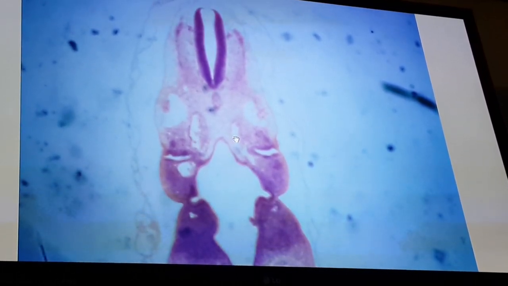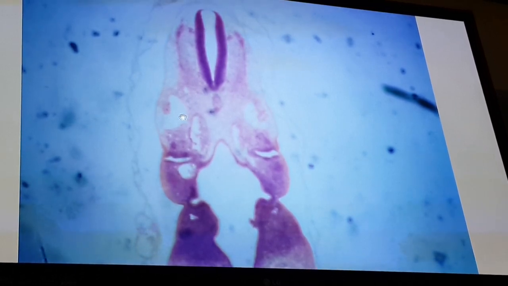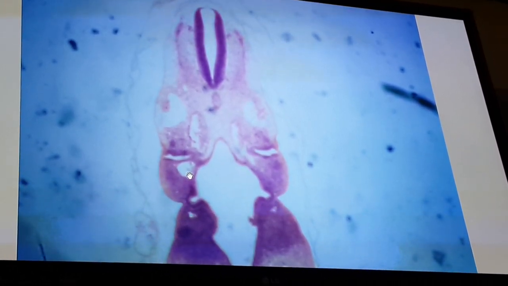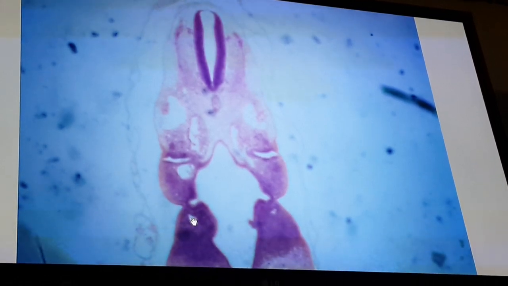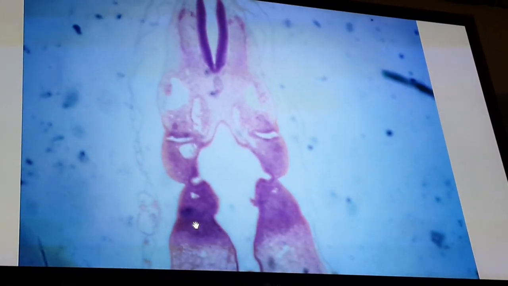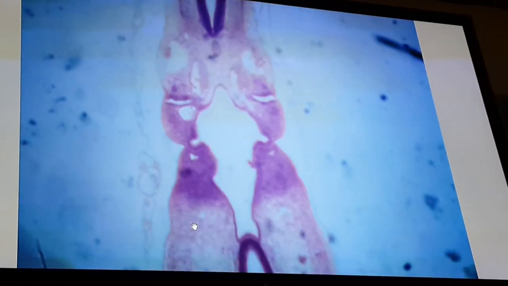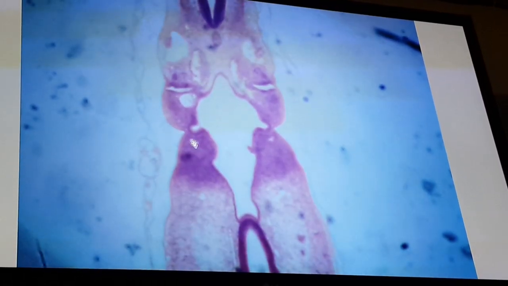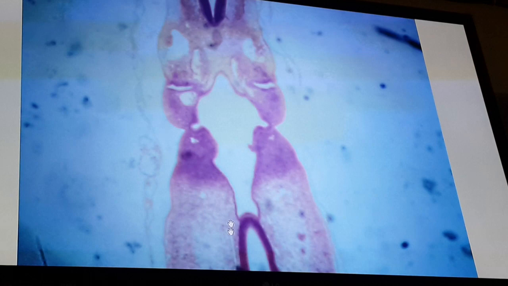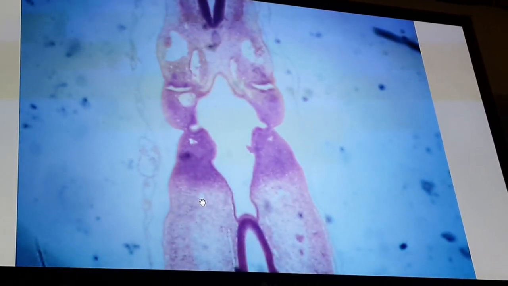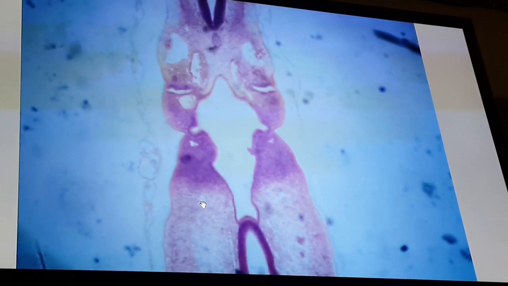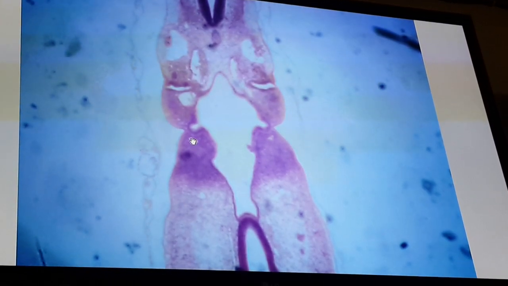So this is dorsal aorta, cardinal vein. Well, this is an artery, which is the aortic arch. This is a common carotid artery. This is the primordium of the common carotid artery, while this is the primordium of the cardinal vein. Okay, this is cardinal vein, while this is common carotid artery.